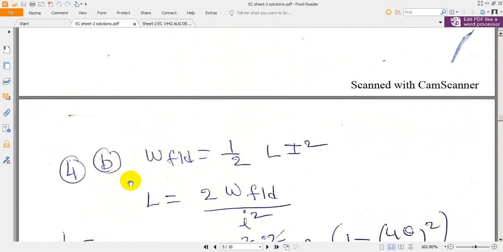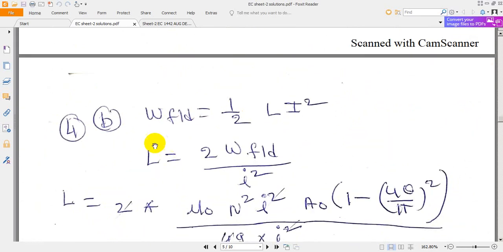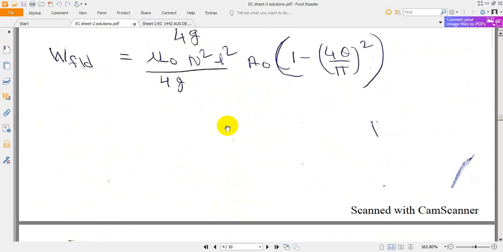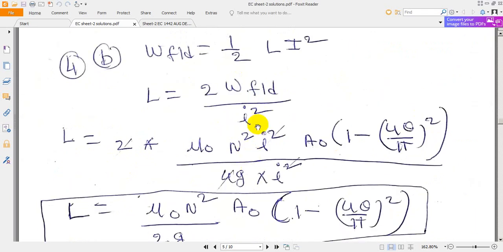Coming to the B part, the next parameter we need to evaluate is the inductance. We know energy stored is equal to half L I square. We need to calculate L. So L is equal to 2 W field divided by I square. Just substitute the value of the energy of the field, what we got as this complete expression, divided by I square. So I square gets cancelled.